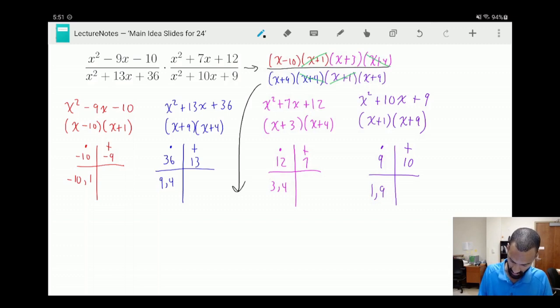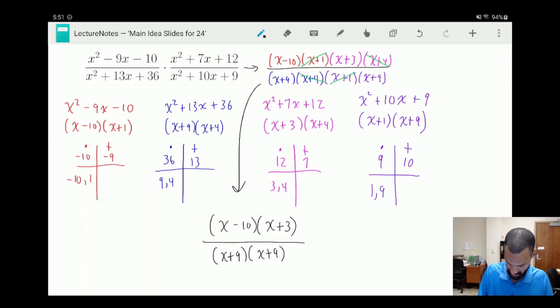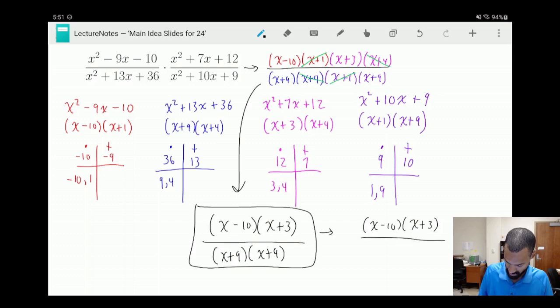Okay, so I'll write my final answer at the bottom here. Probably not the most efficient way to write this out, but it'll work. X minus 10 is left. X plus 3 is left. X plus 9 and x plus 9. Okay, you may also write this one like this if you prefer: x minus 10, x plus 3, over x plus 9 squared. You could also write it like that if you want. It's a little bit more efficient.